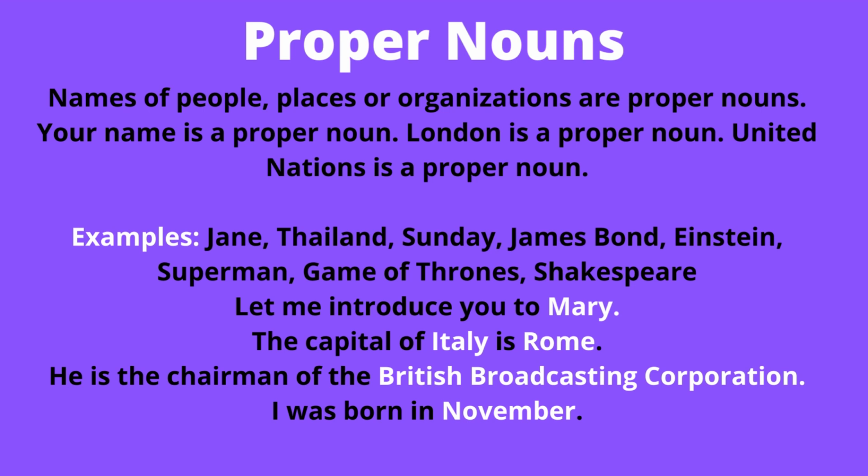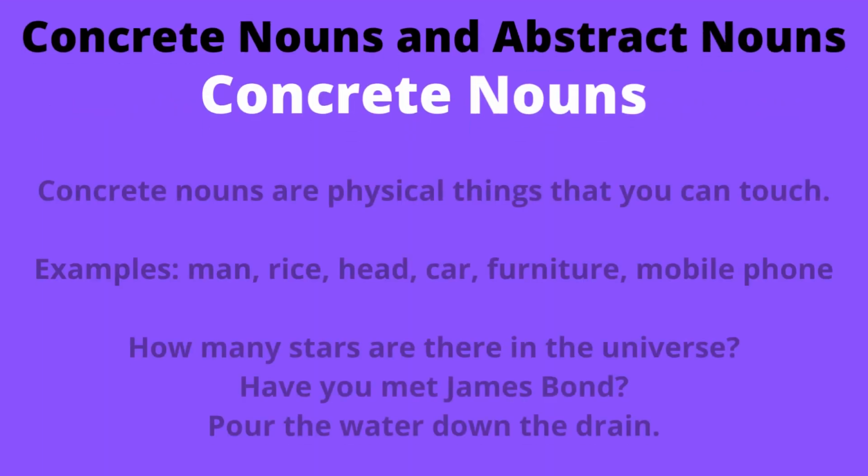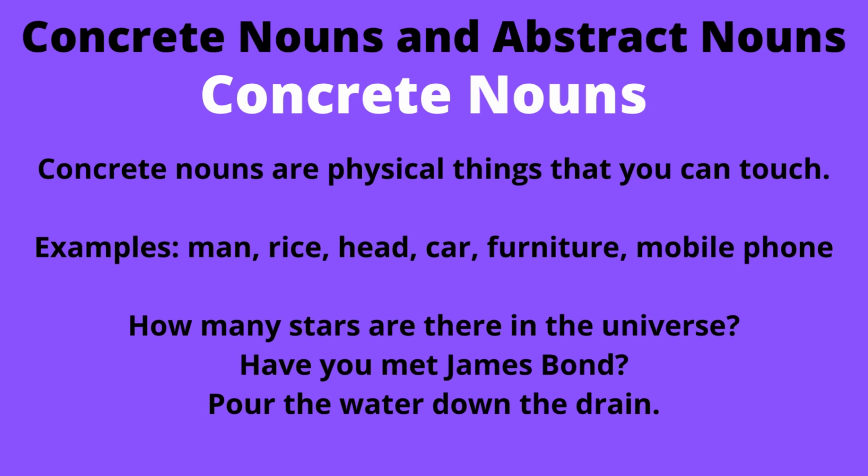Now it is to be noted that adjectives that we make from proper nouns also usually start with a capital letter. For example, Shakespearean and Orwellian, both are adjectives and have been started with a capital letter. So we do not have to confuse nouns and adjectives. Now let's see other types of nouns: concrete noun and abstract noun.